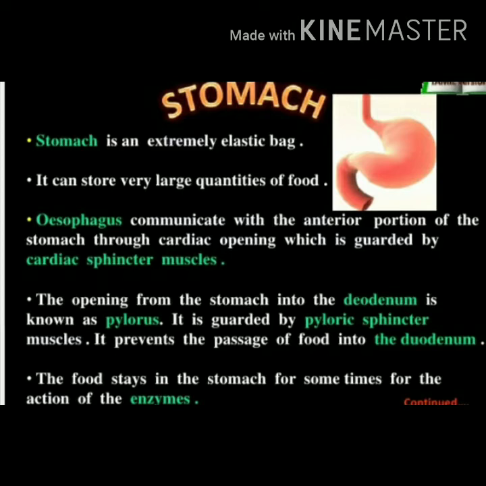It can store a very large amount of food. The opening from the esophagus is called the cardiac sphincter, and the opening into the duodenum is called the pyloric sphincter. We know that gastric juice is secreted by the stomach, which contains mainly hydrochloric acid, digestive enzymes and mucus. Basically, protein digestion begins in the stomach. The muscular wall of the stomach undergoes alternate contraction and relaxation and churns the food into a fine pulpy mass, and that mass we call chyme.